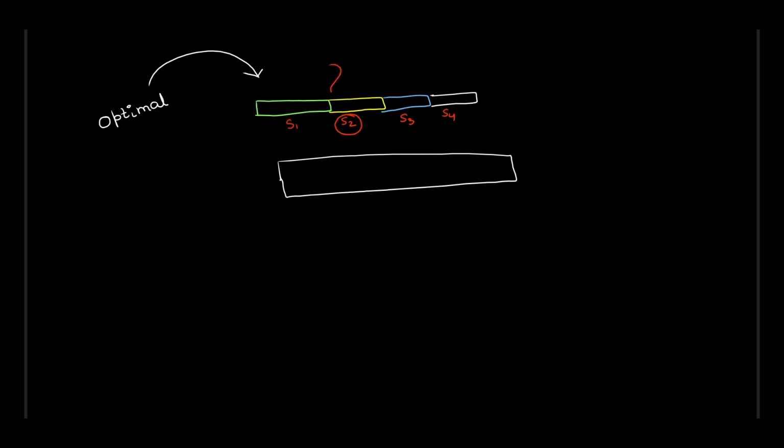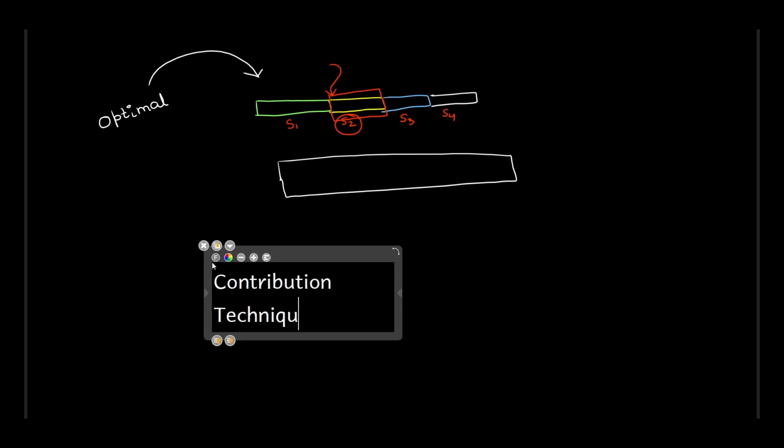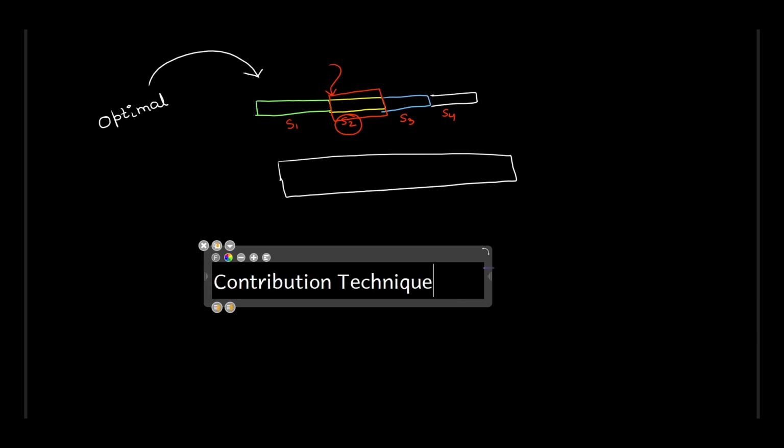Then you can notice that the maximum sum of any block will be a subarray of the original array, right? This means that if I can try all possible subarrays and check if they can create a partition, then we should be good. So our strategy for the contribution technique is, let me write that down. This time we want to apply the contribution technique. And how do we want to do that?